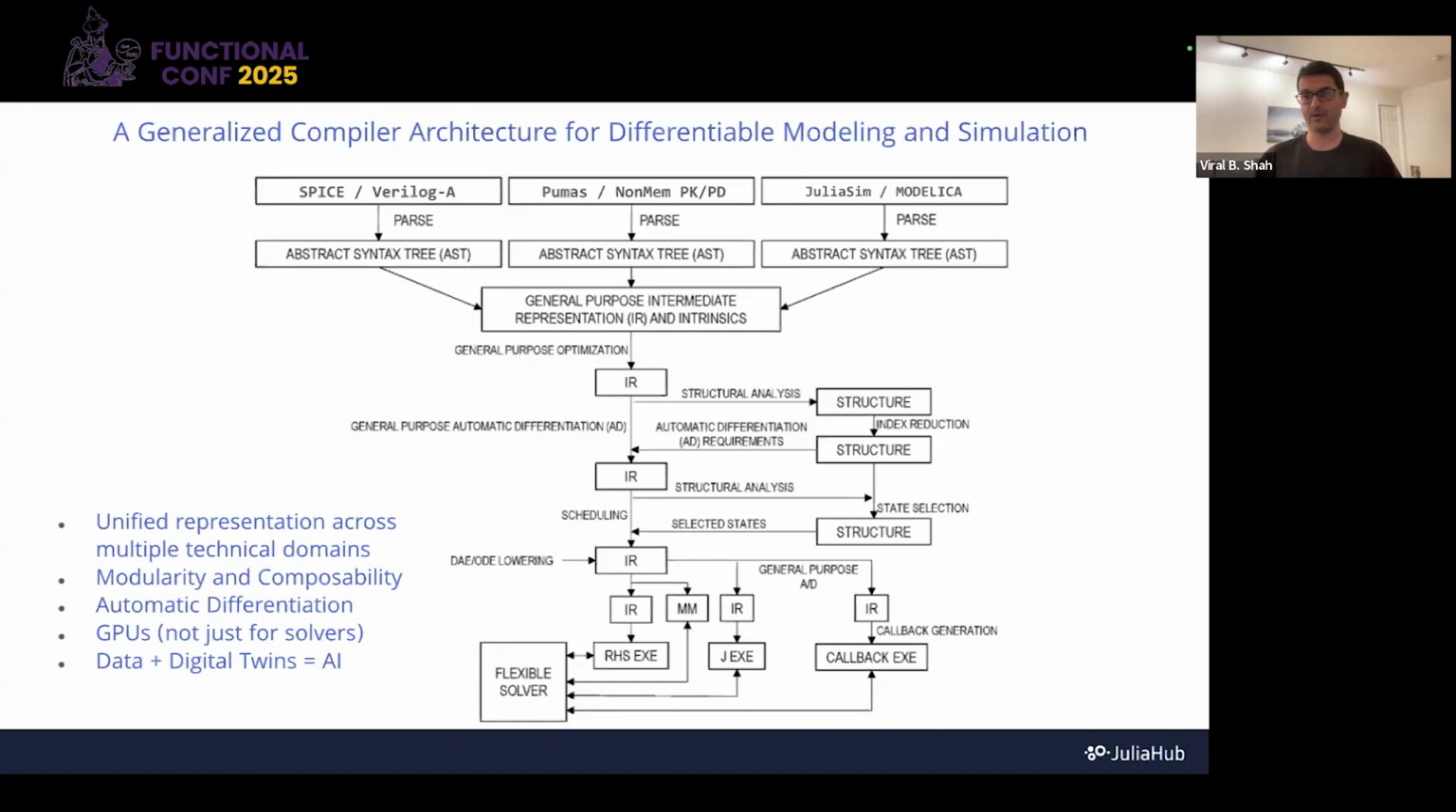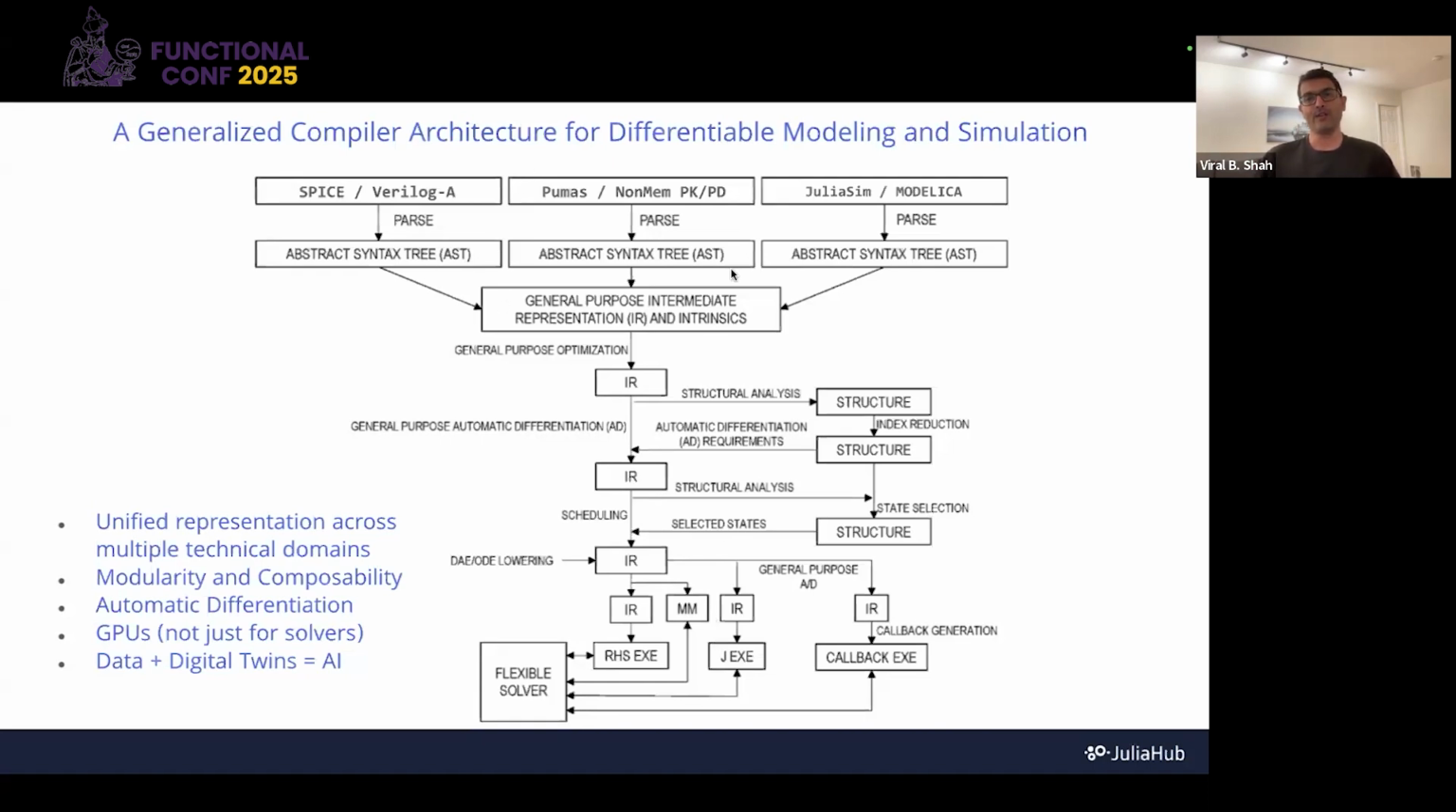Chemical, chemistry equations and so on and so forth. In the world of Pumas, which is our pharmaceutical tool that we work with Pumas AI on, we take descriptions of the interaction of drugs on the body, or the interactions of the body on the drug, and then we reduce it to the same underlying compiler infrastructure. Or if you think of Spice and Verilog, we are able to parse those and again reduce them to the same compiler infrastructure under the hood.